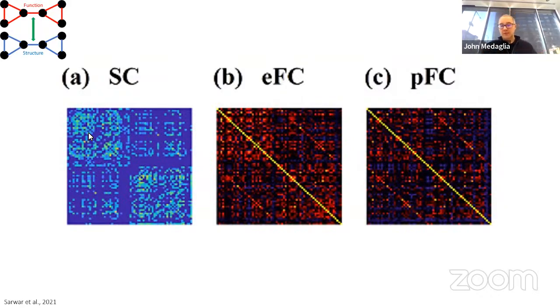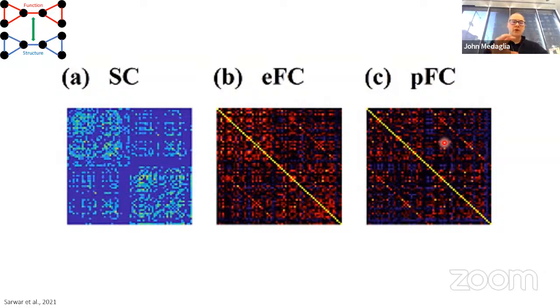What they were interested in this paper was to say, well, okay, what if I don't have a preconceived notion about what should predict the function from the structure, right? And so they're trying to basically play the game: I have the ability to estimate some kind of functional connectivity, and then I have the ability to test that. So this is the real functional connectivity, and then this is the predicted functional connectivity, the prediction.